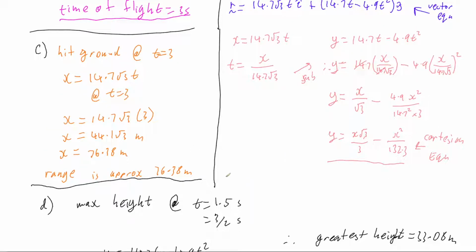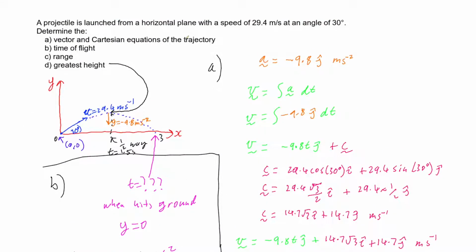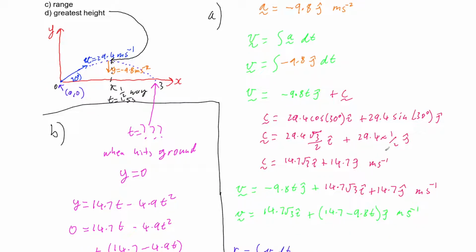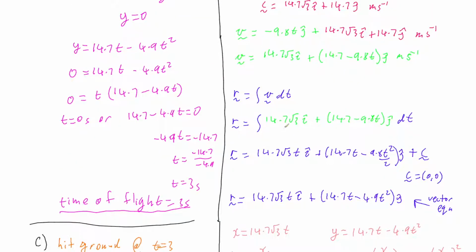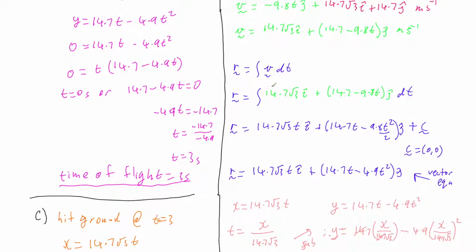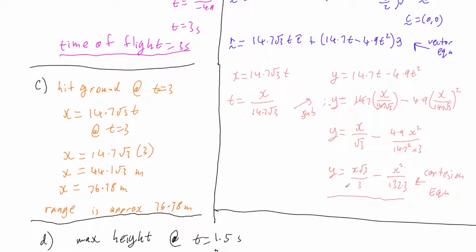If we want to work out projectile motion and we want the vector and Cartesian equations of the trajectory, we start with acceleration, integrate to get our velocity equation, but we've got to work out our initial velocity, which is given to us by our initial velocity vector, which we just have to work out the horizontal and vertical components of using cos and sine. And then to get displacement, we can get our r vector by integrating our velocity vector, and that gives us our vector equation. Use it as a parametric equation, and get our Cartesian equation.